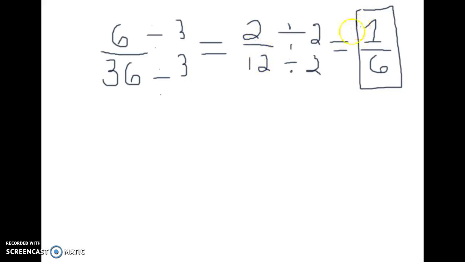Something that you should note is that your final simplest form will not always have a 1 in the numerator. Sometimes simplest form does have other small numbers in the numerator, but oftentimes we can get it down to having a 1 in the numerator, which makes it really nice and easy for us.